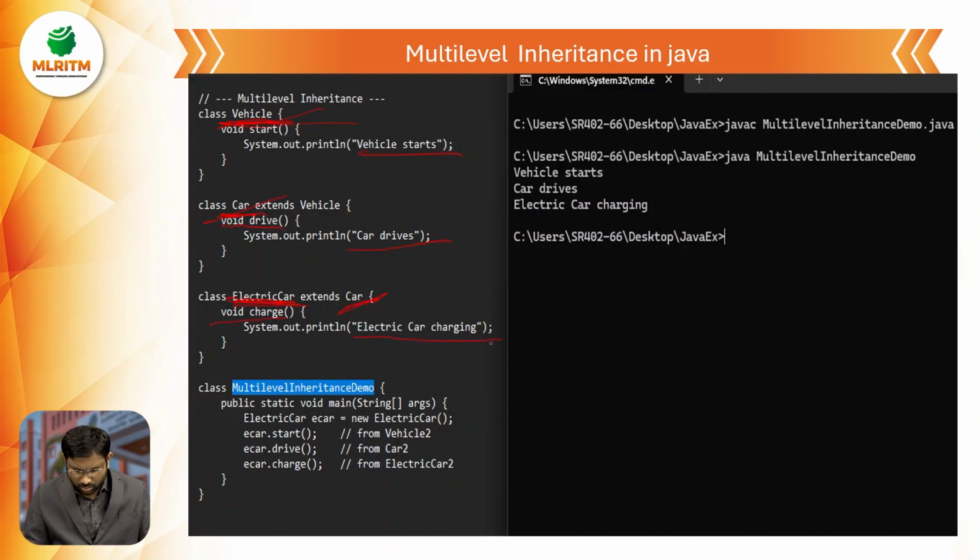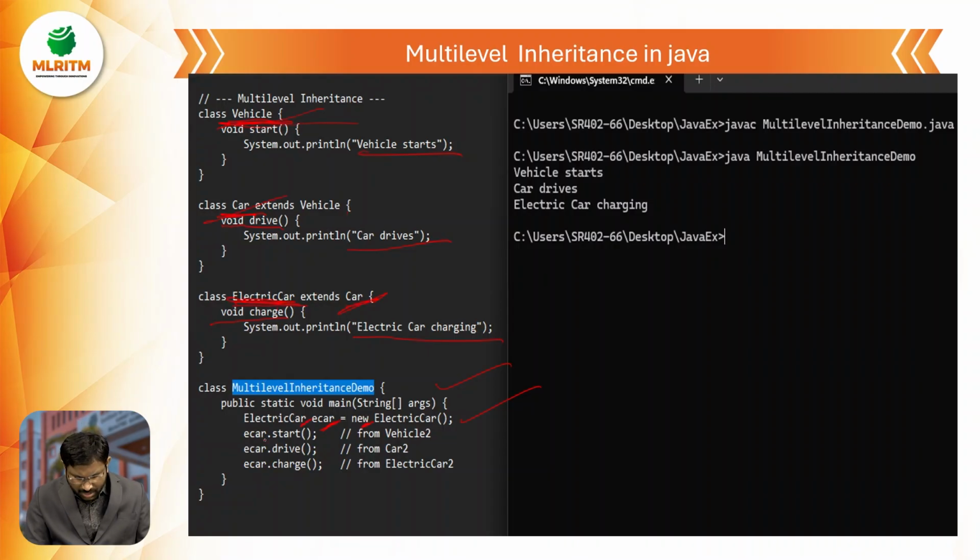Here I have taken a method void charge, with the output "Electric car charging". Then I have written a main method and created an object for ElectricCar. Here eCar is nothing but a reference variable, ElectricCar is the class name, and new is used to create memory.